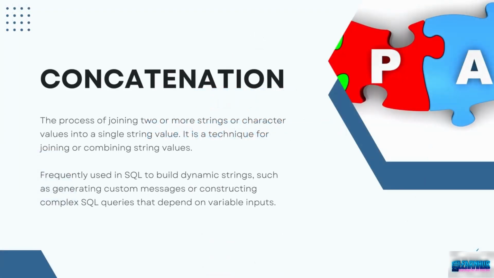In SQL, the process of joining two or more strings or character values into a single string value is referred to as concatenation. It is a technique for joining or combining string values. Concatenation is frequently used in SQL to build dynamic strings, such as generating custom messages or constructing complex SQL queries that depend on variable inputs.